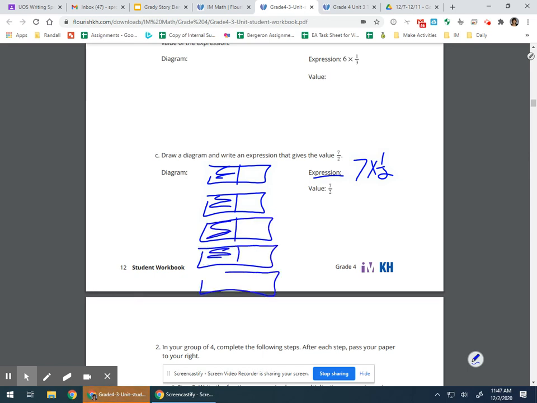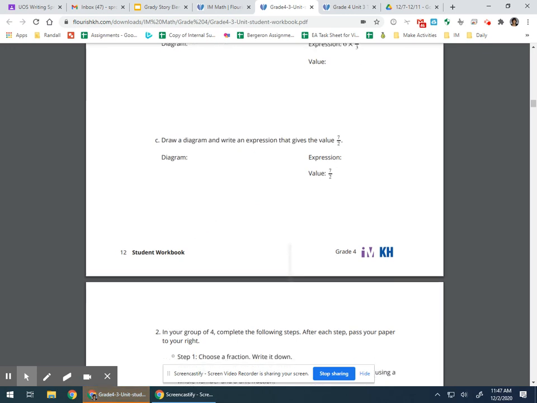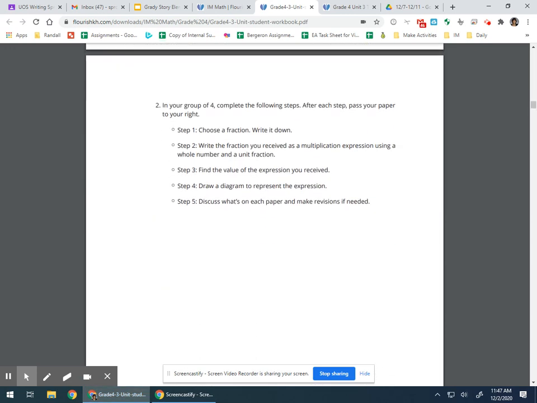So 7 times 1 is 7 halves would be the value. 1, 2, 3, 4, 5, 6, 7. There's 7 halves. Does everyone see that? All right. Pause the video if you need to pause. Change your answer if you need to change it. All right, here we go. All right. Are we ready? Let's keep going. So, here we go.